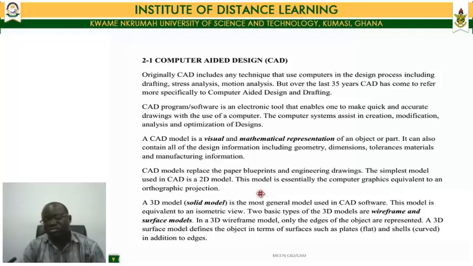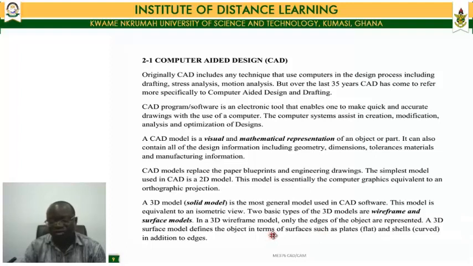Now, after the two-dimensional model, the upgrade of a CAD model is a 3D model, which is a solid model, which we normally call the 3D model. It is the most general form of CAD model used in CAD software, and it is also the equivalent of an isometric view that you see on the drawing. So when you take this 3D model, we have two basic types of 3D models, and that is the wireframe and the surface model. These will be explained further.